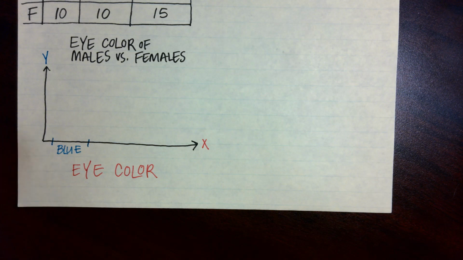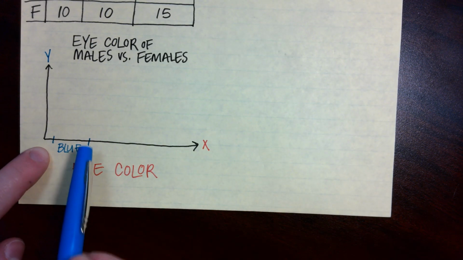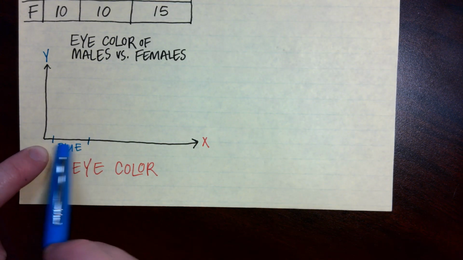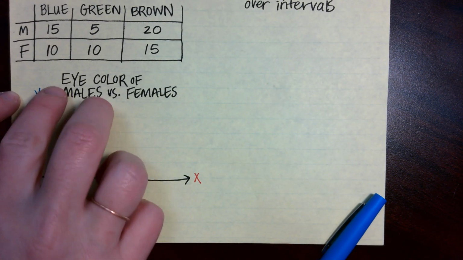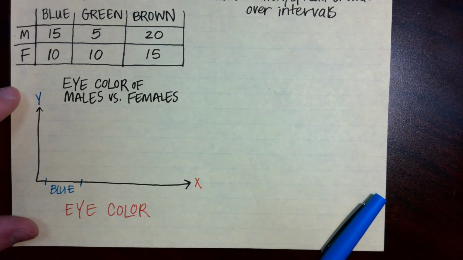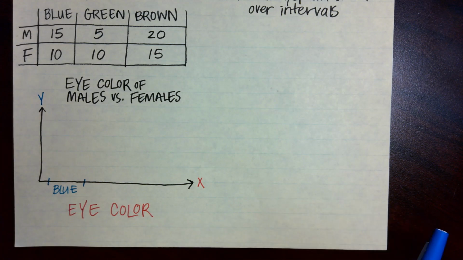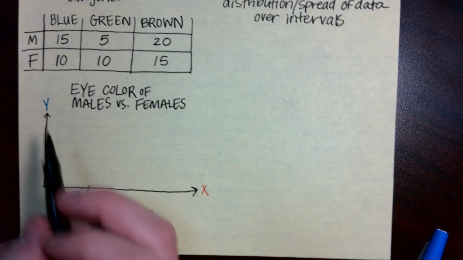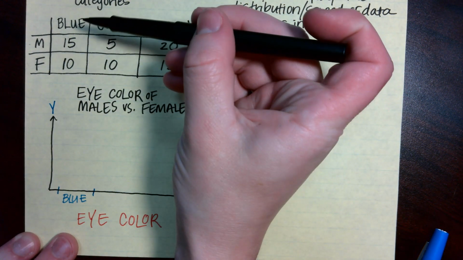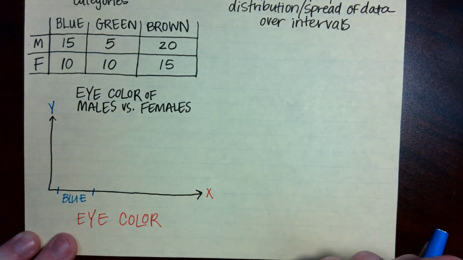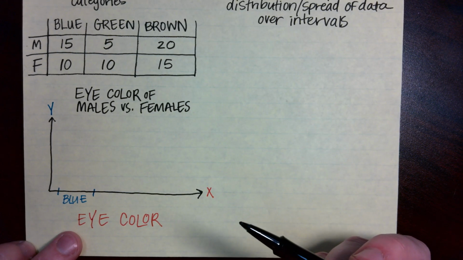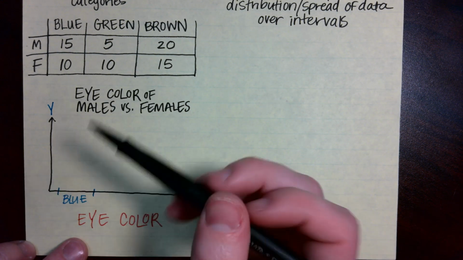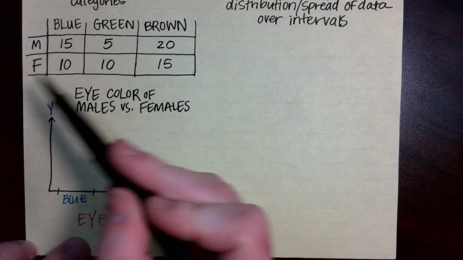So here's how we create the sections. We're going to do one little area here where we're going to put the bars for both the males and the females. So let me show you this first with the blue eyes so that the rest of the graph makes some sense. So let's look at our chart here. Under blue eyes, how many males have blue eyes? 15. And then how many females? 10.